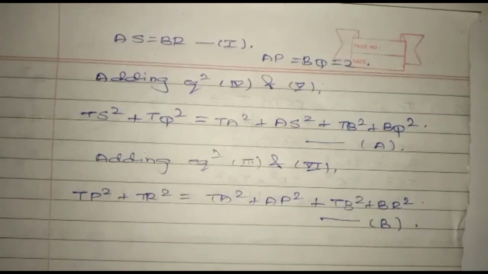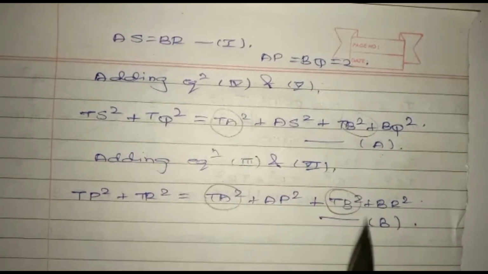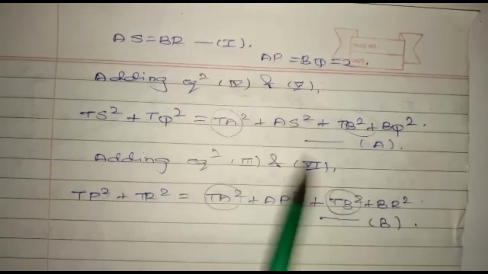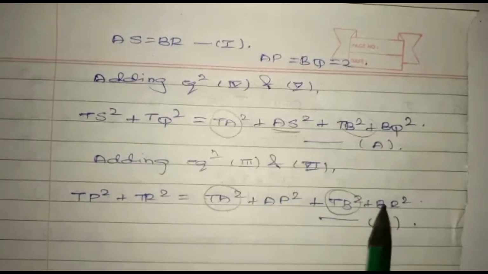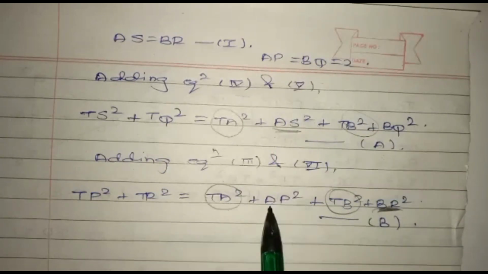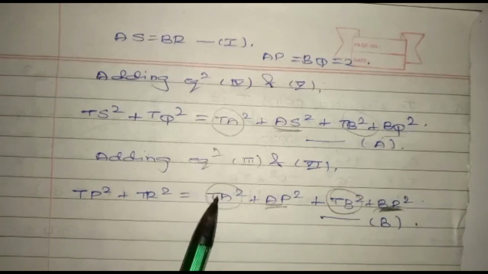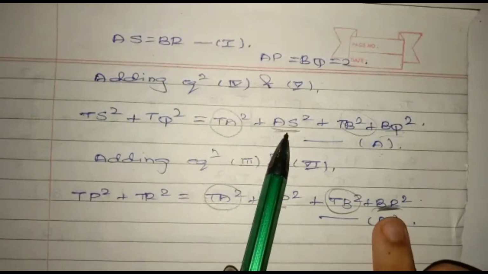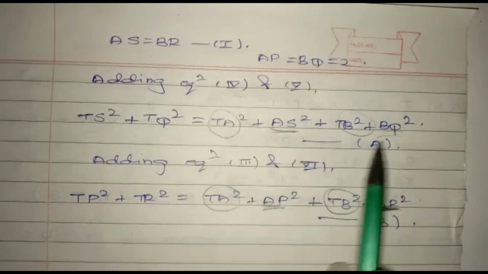Now we already have TA square equal to TA square, and we have TB square is equal to TB square. Now AS is equal to BR from 1, and we can see we have AS in this term and BR in this statement. So these two terms are also equal, AS is equal to BR, and AP is equal to BQ. So TA square is equal to TA square, TB square is equal to TB square, AS square is equal to BR square, and AP is equal to BQ, therefore AP square is equal to BQ square. So we have these two terms equal.